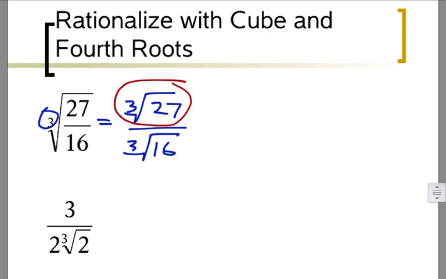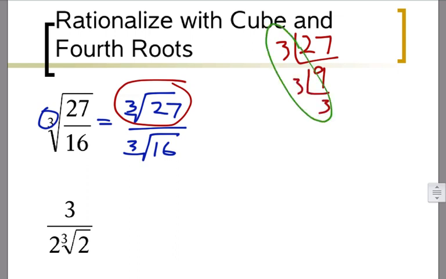There is actually a cube root of 27. So you should do the hockey stick of 27. You're looking for groups of 3. If I divided this by 3, this gives me 9. Divide by 3 again, and I get a 3. So I have one group of 3, which means that equals 3.